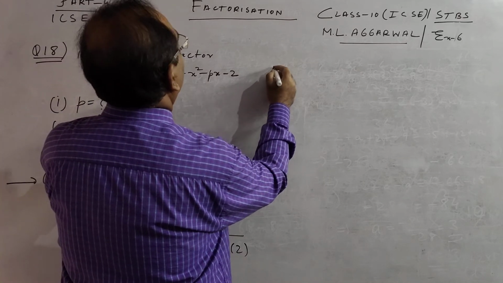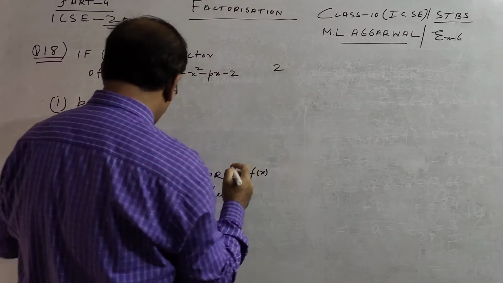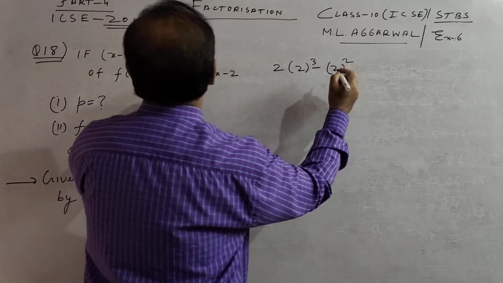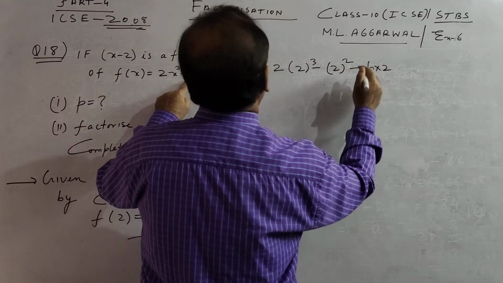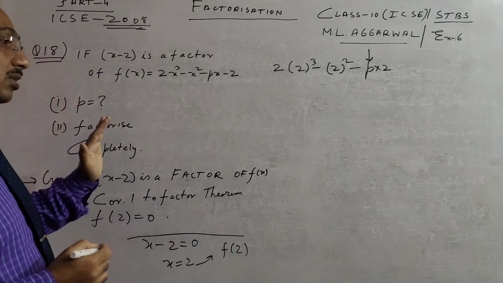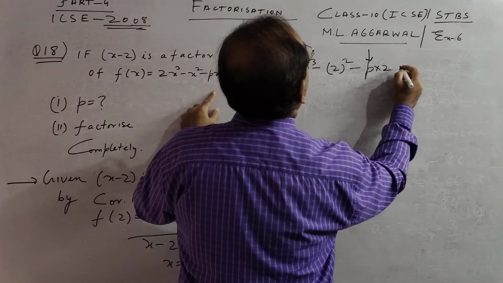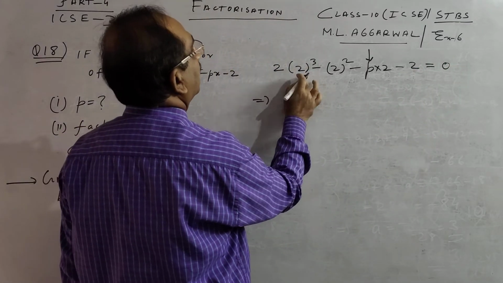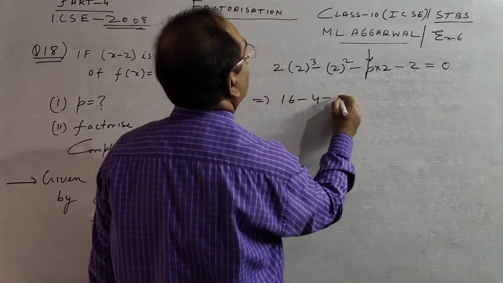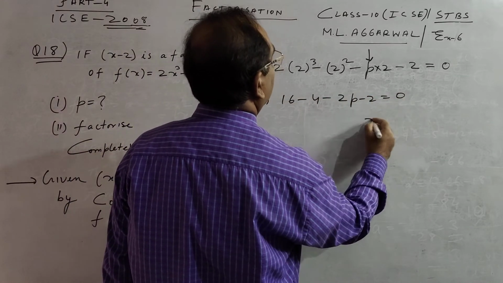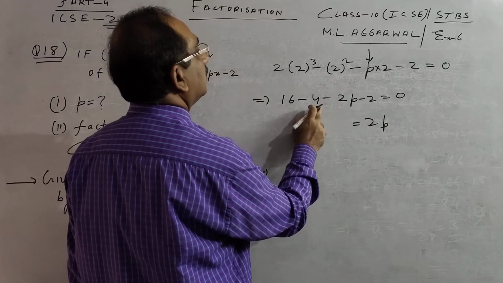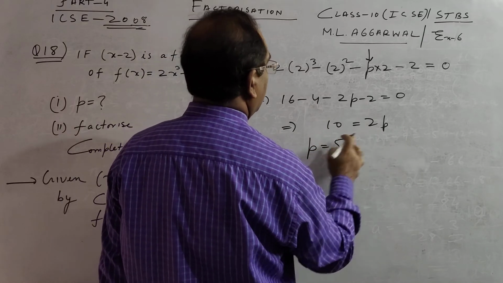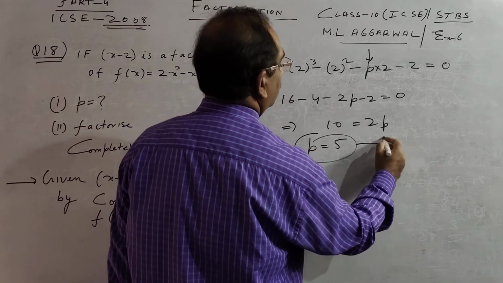So see what happens here. In place of x, I will put 2. So 2 cube minus 2 square minus 2p minus 2. Remember, we have to solve for p, children. First we have to get p, then fully we will factorize it. So this is equal to 0. So we get 8 2s are 16 minus 4 minus 2p minus 2 is 0. If you see here, 16 minus 6 is 10. So first mark you will get for getting p is 10 by 2, which is 5. So this gives you the first mark.